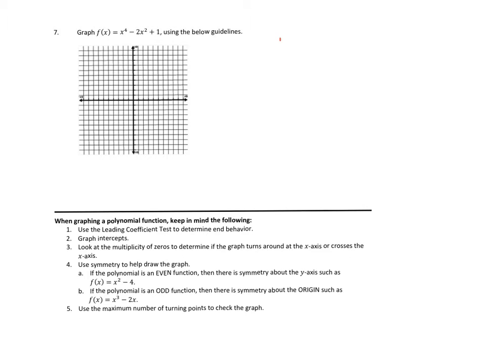The leading coefficient is positive, and I'm dealing with a fourth degree polynomial. So I know that my end behavior is going to look like that, where the left and the right are rising. All right, then I'm going to maybe look at my intercepts.